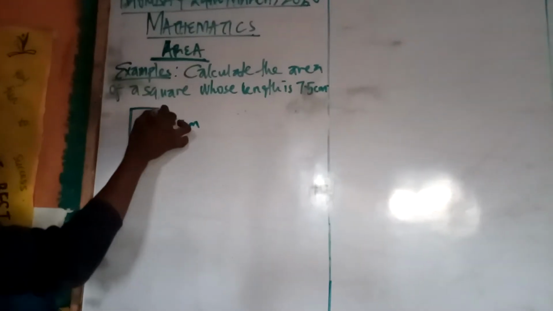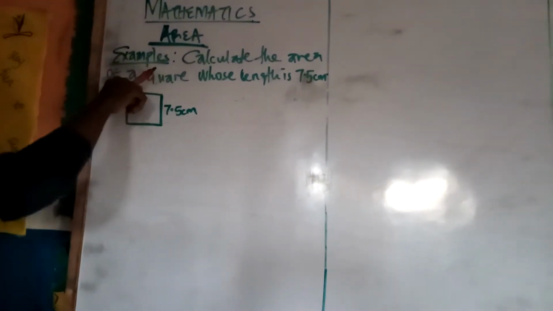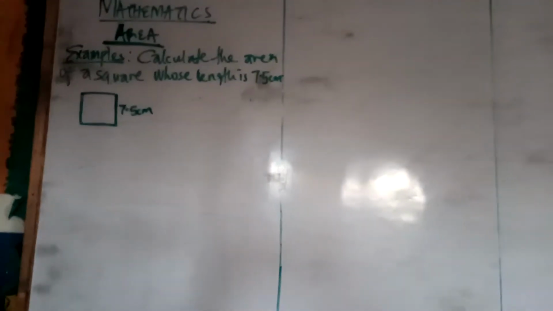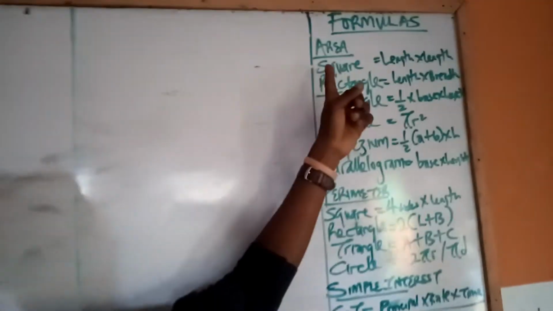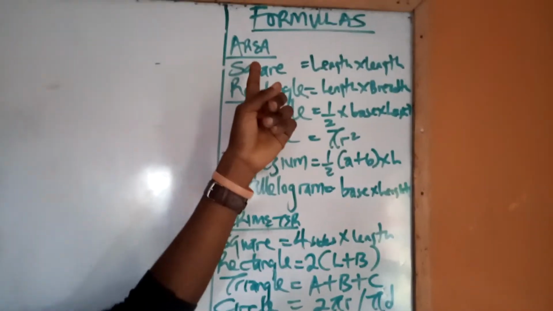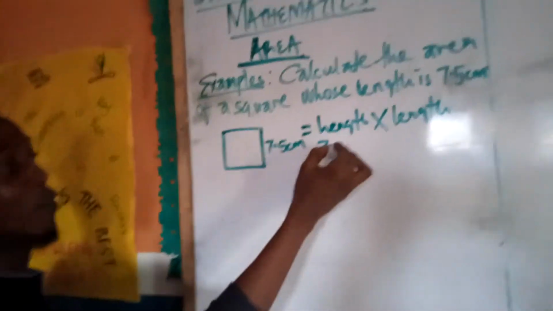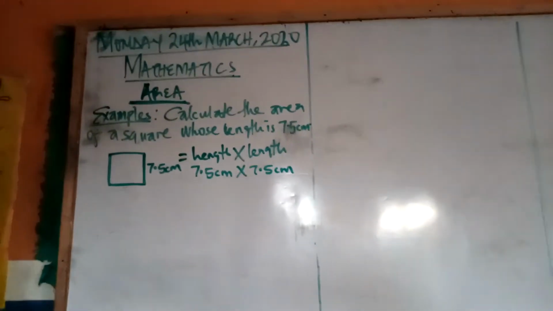Now a square is a shape that has all sides equal. That means if here is 7.5, here is also 7.5, here is 7.5, and here is 7.5. Now when you have to calculate the area of a square, we apply its formula. Everybody, what is the area of a square? Length times length. So say length times length. Now the length of this square is 7.5 centimeters times 7.5 centimeters.